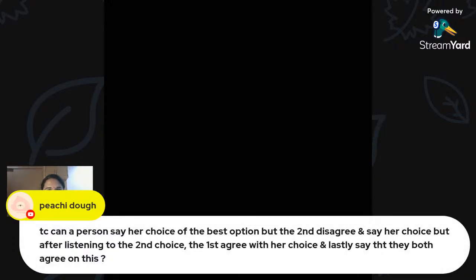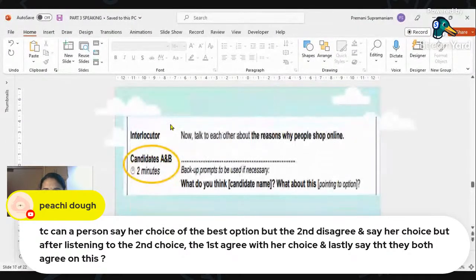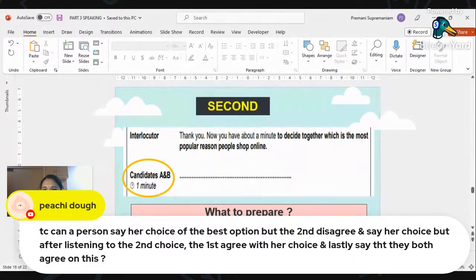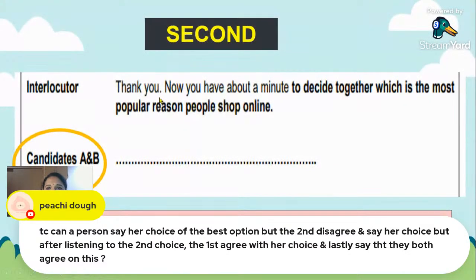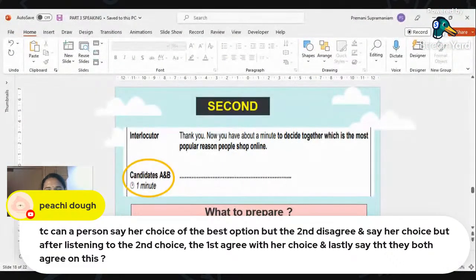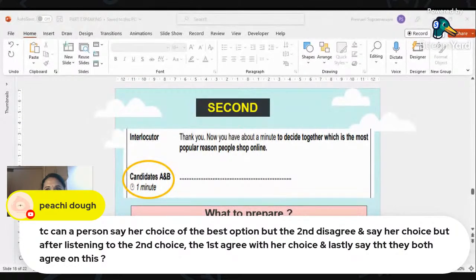Teacher, can a person say her choice of best option, but the second disagree and change her choice after listening to the second choice? Okay, I would like to show you the slide later, very fast. Okay, you look at this. Now you have about a minute to decide together, which is the most popular reason, not reasons. So now you tell me, is it one choice? Definitely. Will you need to agree together? That is the question. They want you to decide together.